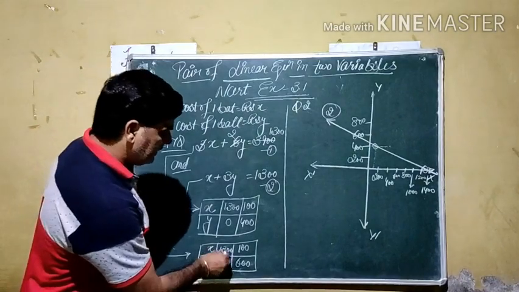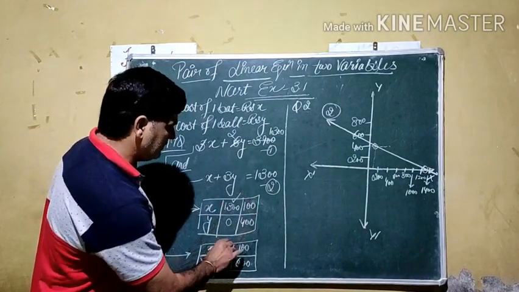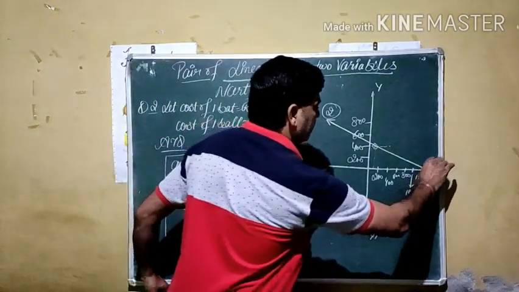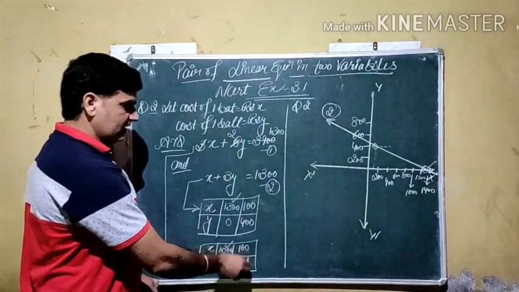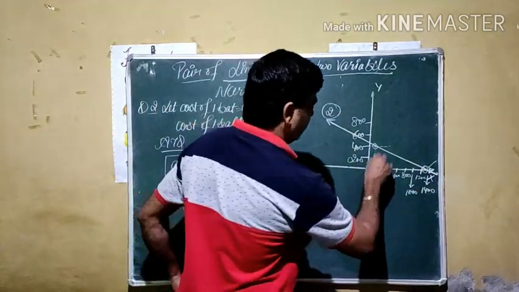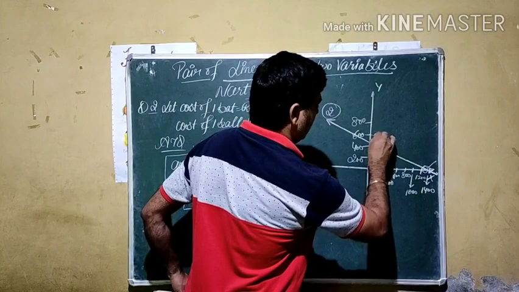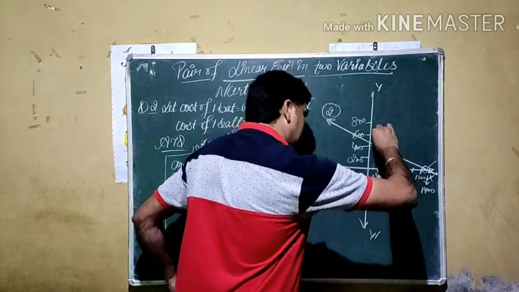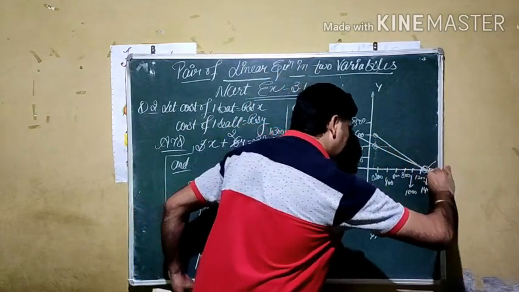Now, x is 3000, y is 0. This solution is the same, so this point is also the same. Next, x is 100, y is 600. X is 100 here, y is 600. We have to move upper, to this one. Join them with the help of a scale here.